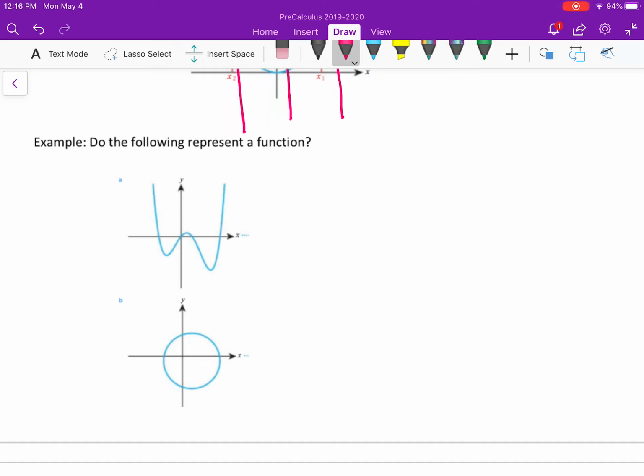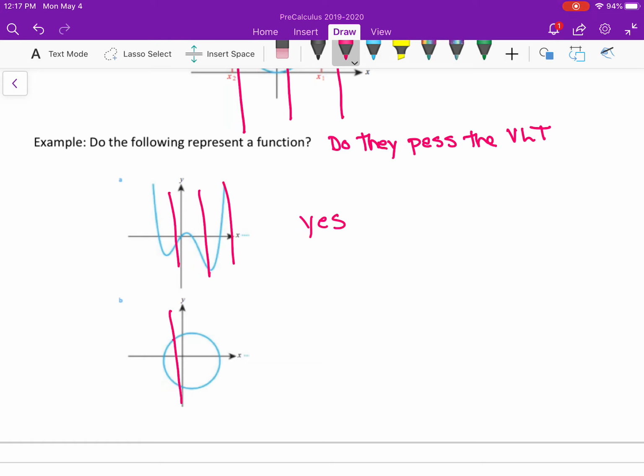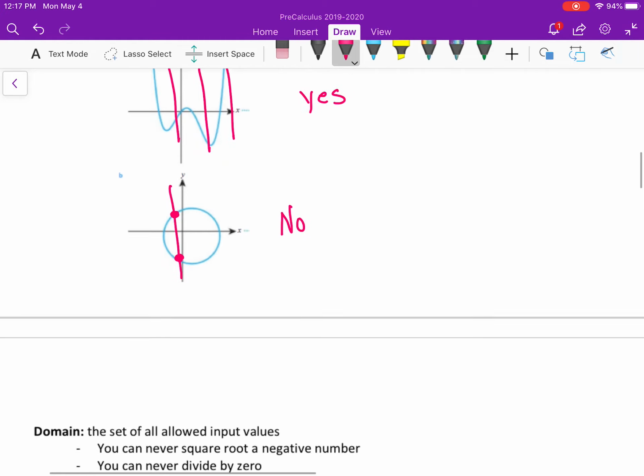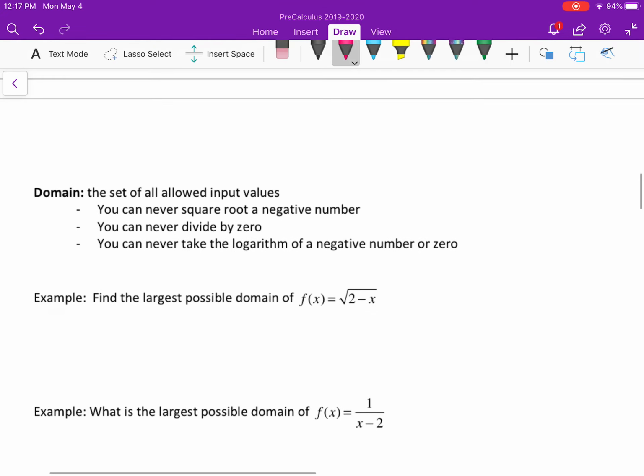All right, so do the following graphs represent a function? So basically, do they pass the vertical line test? Yes, because it only crosses once everywhere. No, because this x value has two outputs. So that is the epitome of not a function.